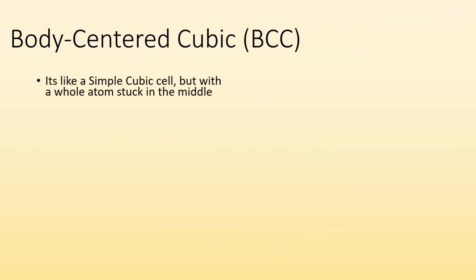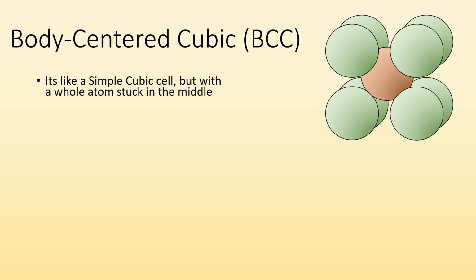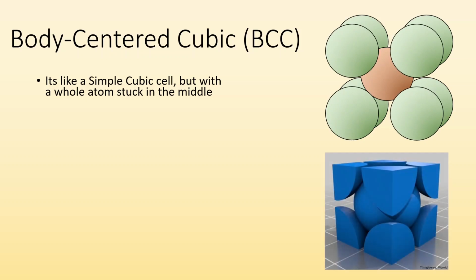All right, body-centered cubic, or BCC for short. It's like a simple cubic cell, but with a whole atom stuck in the middle of it. So we start with the back. There's 4 atoms there. Stick an atom in the middle, and then surrounded by the front, another 4 atoms. In 3 dimensions, it's going to look like this, right? We have our lattice points at the corners, and then we have a full atom in the center of that.